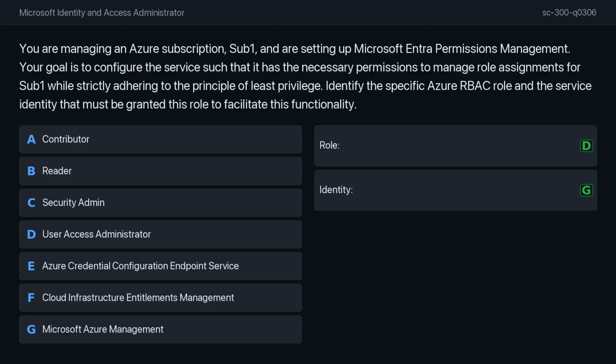For example, the Contributor role would provide far too much access, including the ability to modify infrastructure resources, which is not required. Conversely, the Reader role does not contain the permissions necessary to manage role assignments. Microsoft Azure Management is the correct service principal identity that acts as the connector to perform these specific authorization tasks within your tenant.